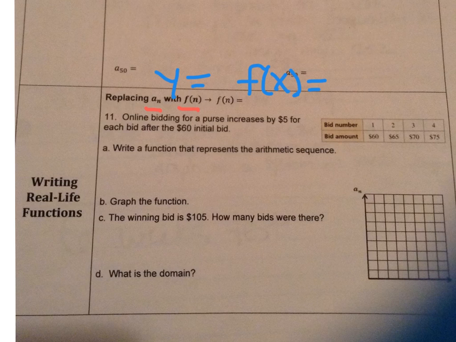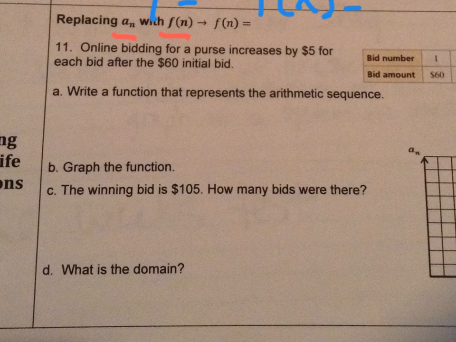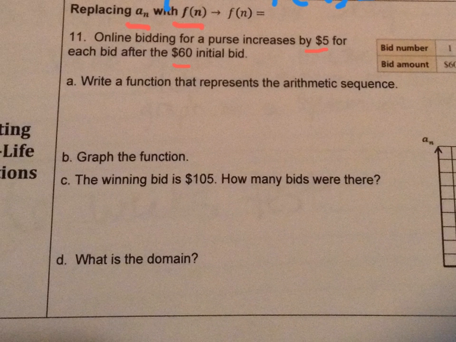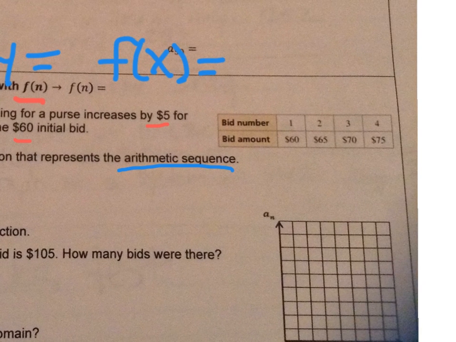Alright, so let's do number 11. It says online bidding for a purse increases by $5 for each bid after the $60 initial bid. Okay, so then they give us a table over here to the right, and part A says write a function that represents the arithmetic sequence. So this table over here represents an arithmetic sequence. So we don't even need to find the common difference. We already know that it's an arithmetic sequence. And they already created it as a table.